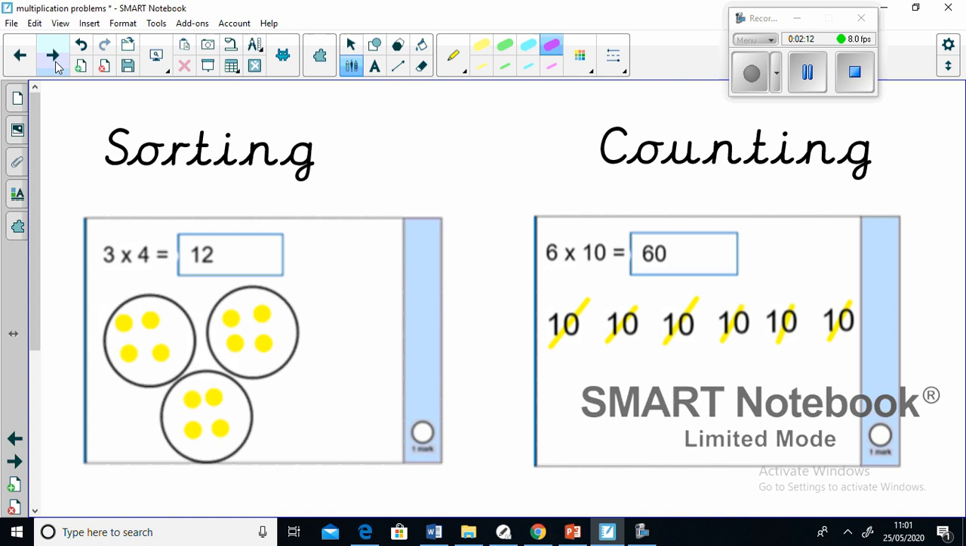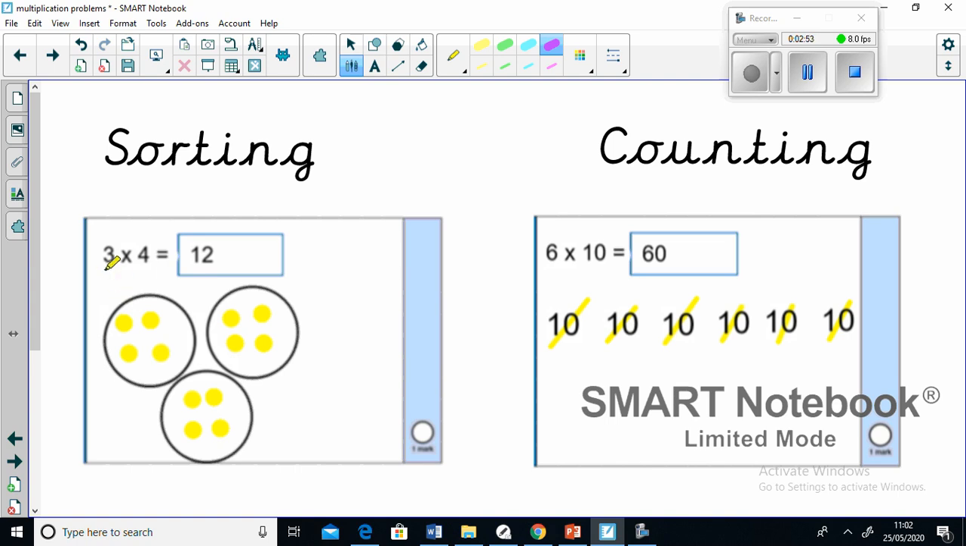Okay, so roughly speaking, this is what the two methods of working will look like. Over here, you've got this sorting method. Sorting means if you're looking at 3 groups of 4, you simply draw a little picture which shows 3 groups of 4. So I've got 1, 2, 3 groups, and in each group you've got 1, 2, 3, 4 dots. And in order to find the product, you just have to count up all the dots.